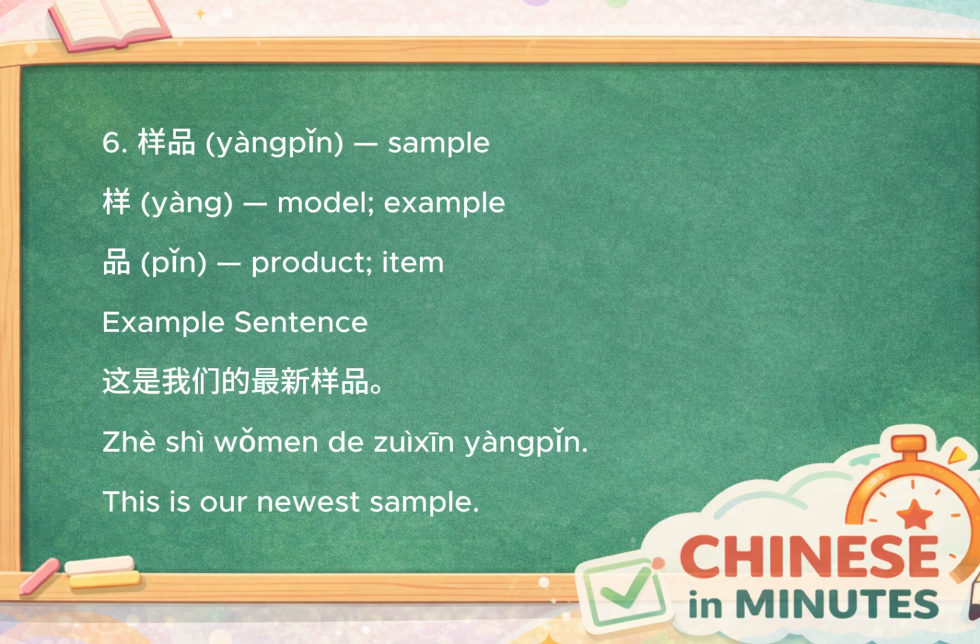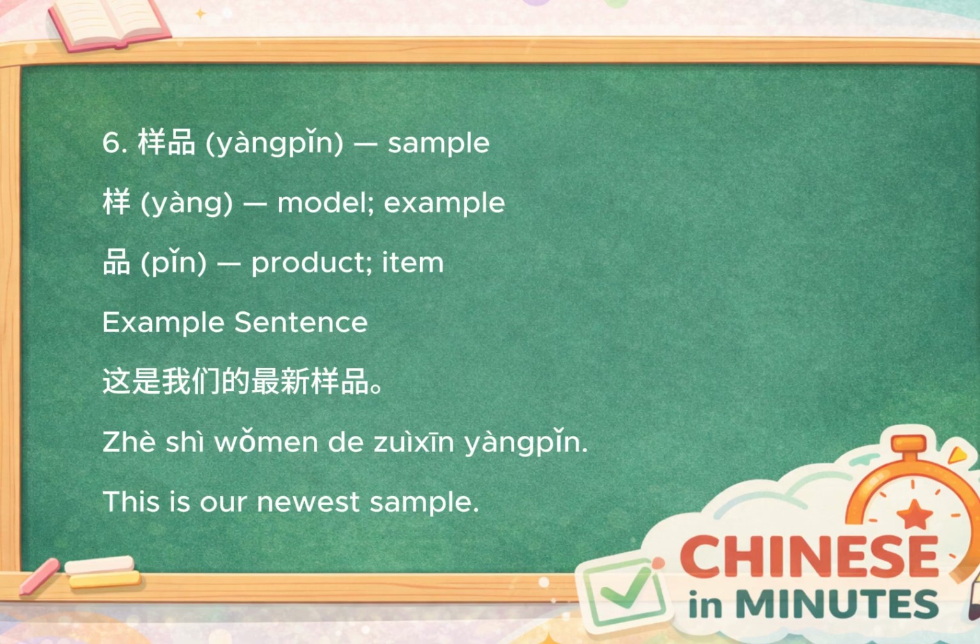Next is 样品, meaning sample. 样 represents a model or example, while 品 means product or item. Literally, it means model item. A 样品 is a sample product shown before people buy or produce it.